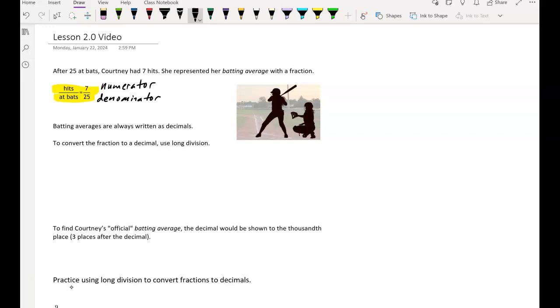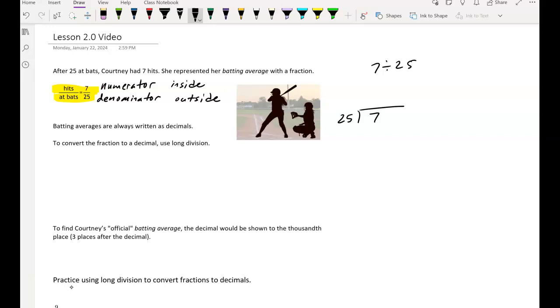Well, when we do long division, I'm going to do this over here because I got lots of room. When we do long division, we always put the numerator on the inside and the denominator on the outside. Always. Numerator inside, denominator outside. That's just how it goes. Now, to start off with, this looks like 7 divided by 25, but notice 7's on the inside.